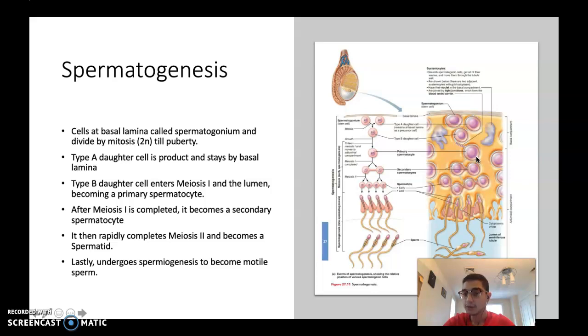From meiosis 1, it becomes a primary spermatocyte. Remember, it's still meiosis 1, so you still have 2N. Then it goes into meiosis 2, becoming a secondary spermatocyte, which is haploid. After the secondary spermatocyte actively finishes meiosis 2, it becomes spermatids. Early spermatids would still be in the lamina, but afterwards they become the viable sperm that we see over here, able for reproduction.